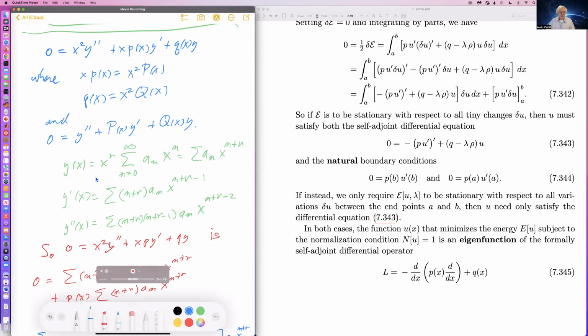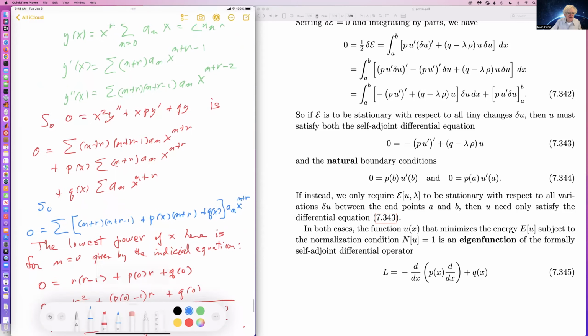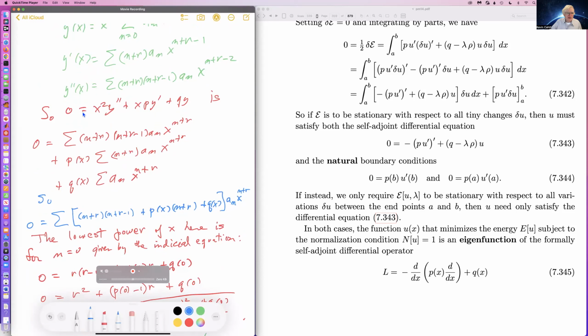And so then you say that y is x raised to the power r, sum n equals 0 to infinity. And the idea here is you choose r so that the lowest order term, A0, is not 0. And so y is then this, y prime is that, y double prime is this, just ordinary calculus. And then this differential equation takes this form.